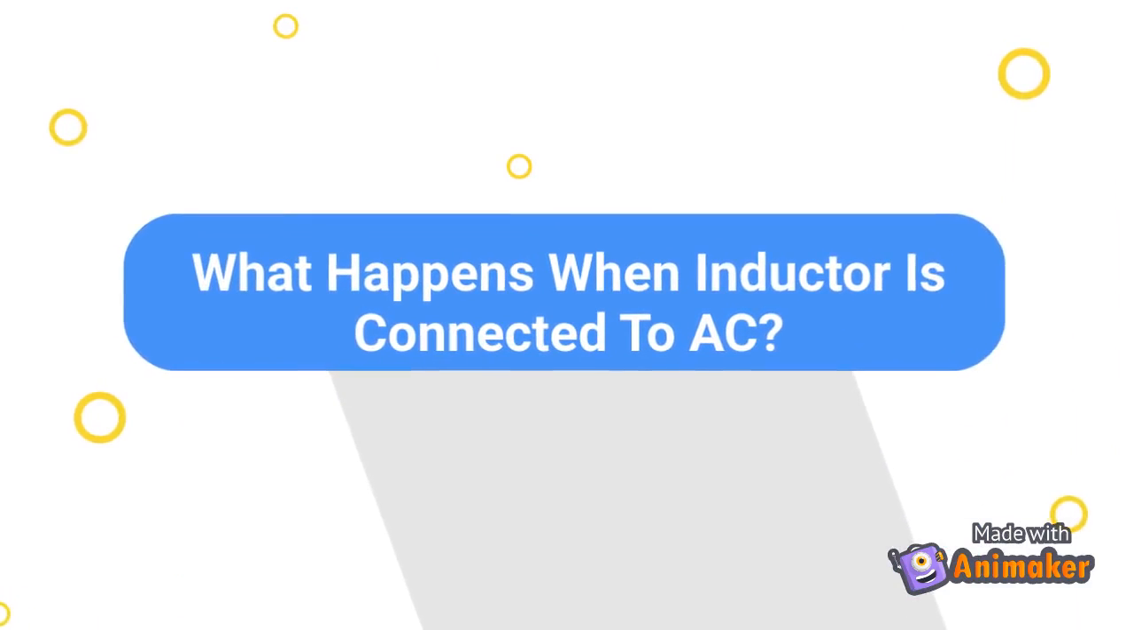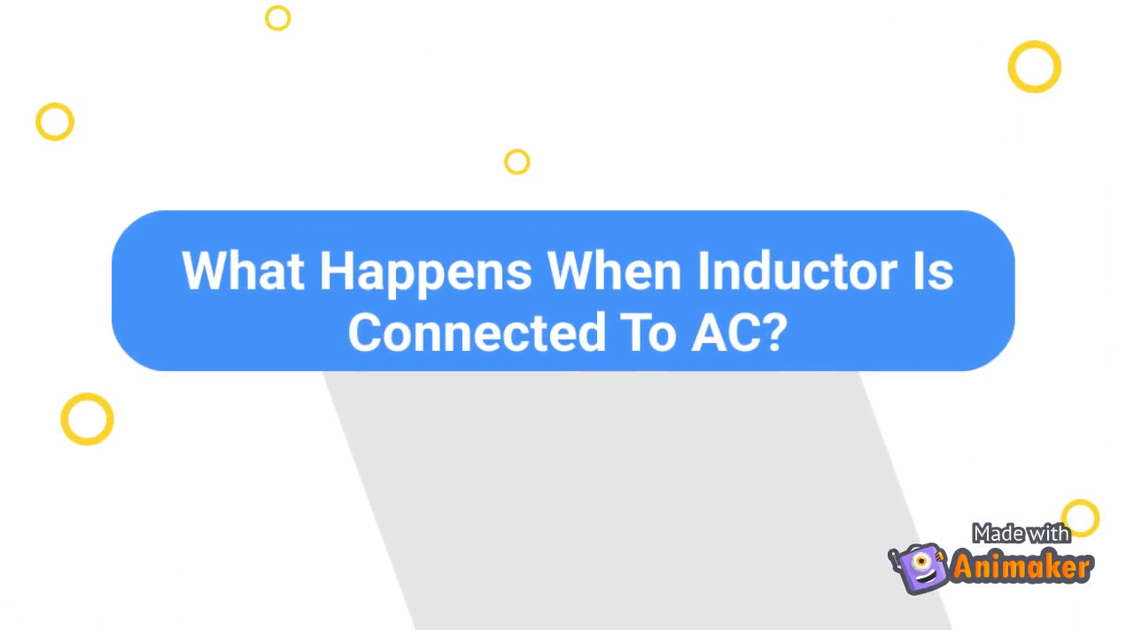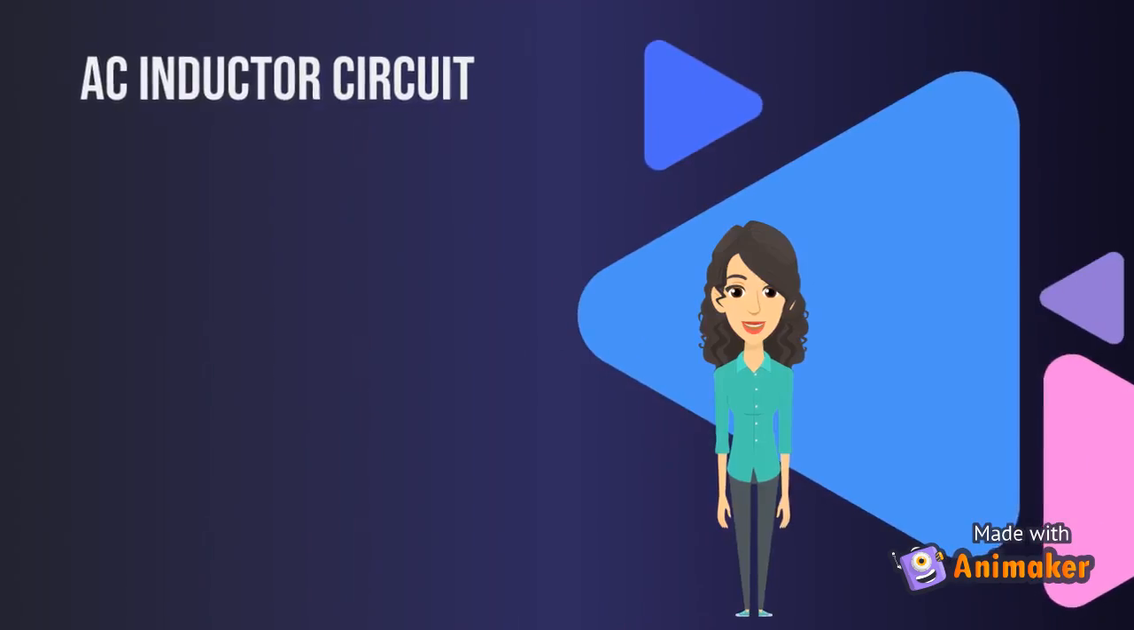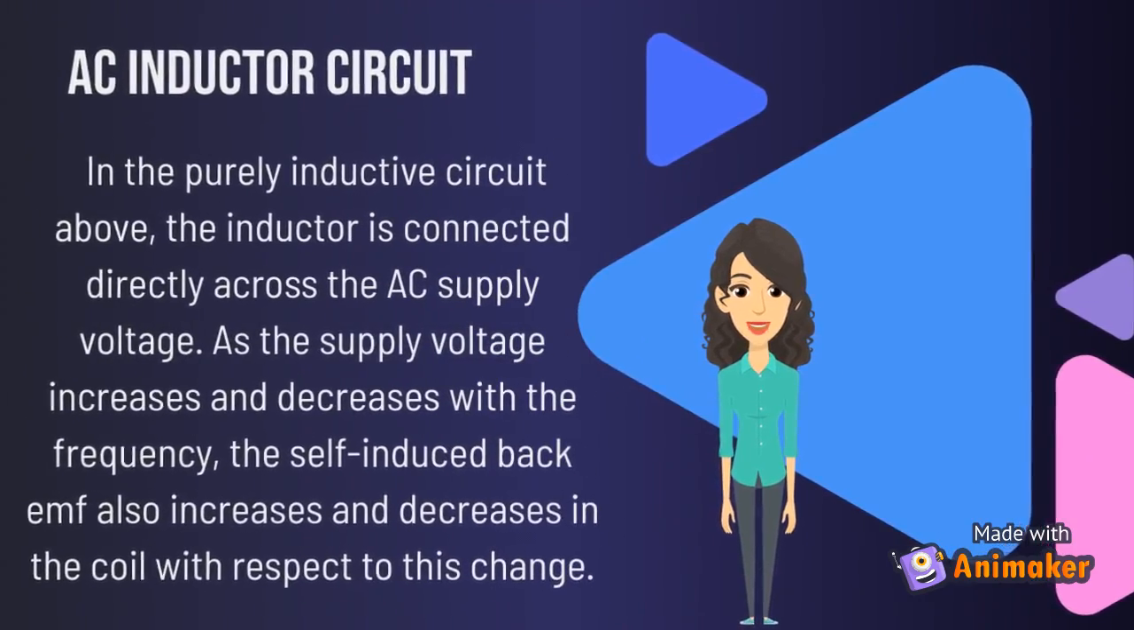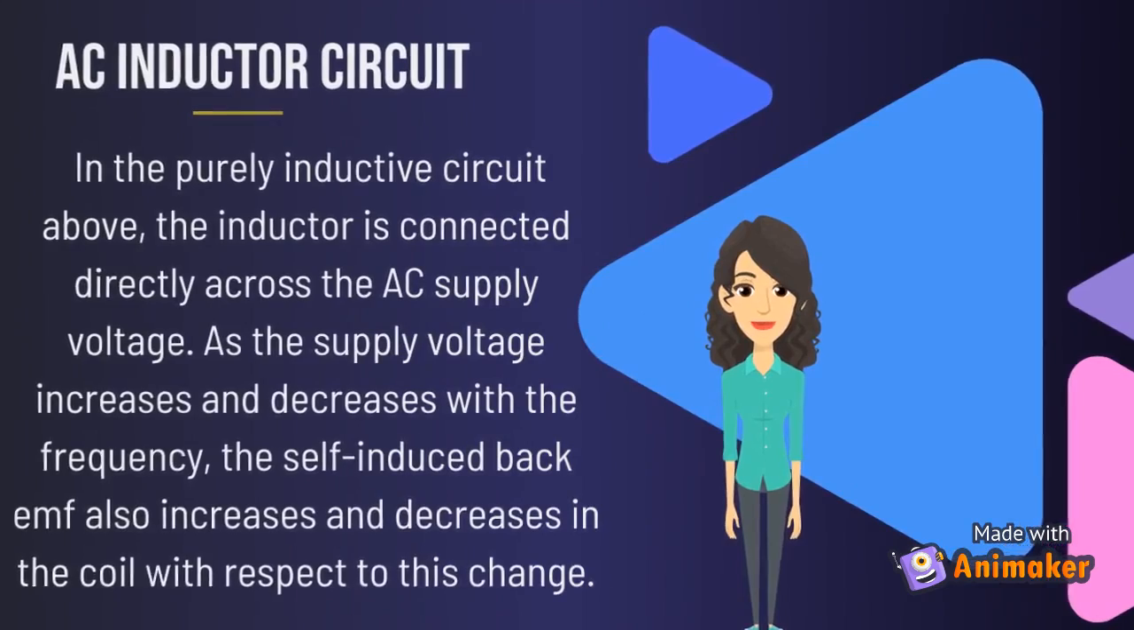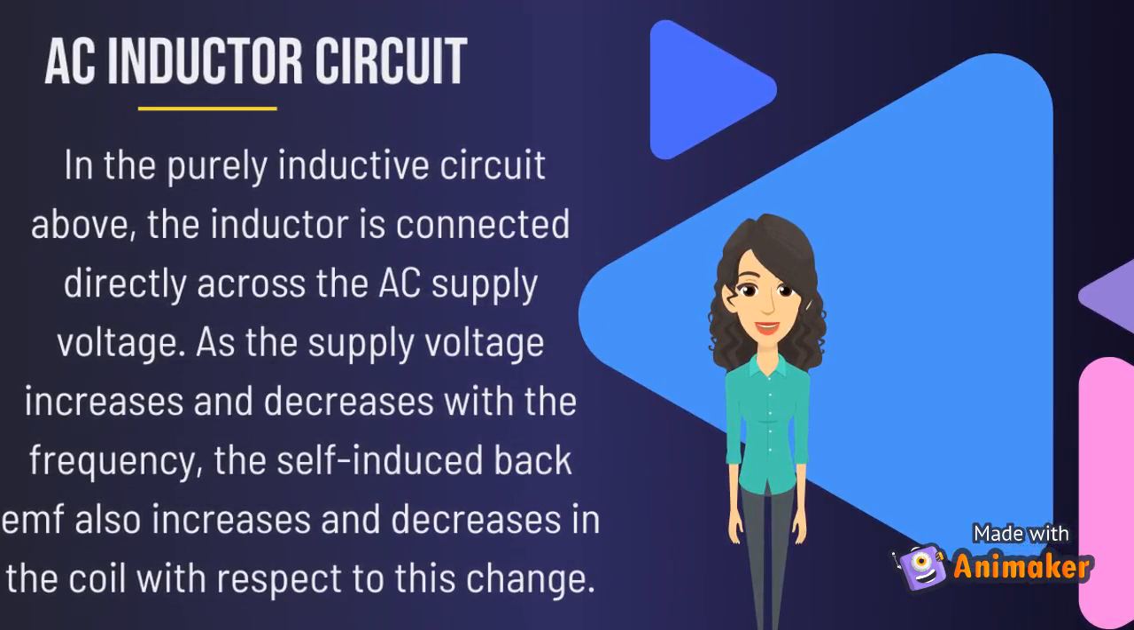What happens when an inductor is connected to AC? AC inductor circuit. In the purely inductive circuit above, the inductor is connected directly across the AC supply voltage. As the supply voltage increases and decreases with the frequency, the self-induced back EMF also increases and decreases in the coil with respect to this change.